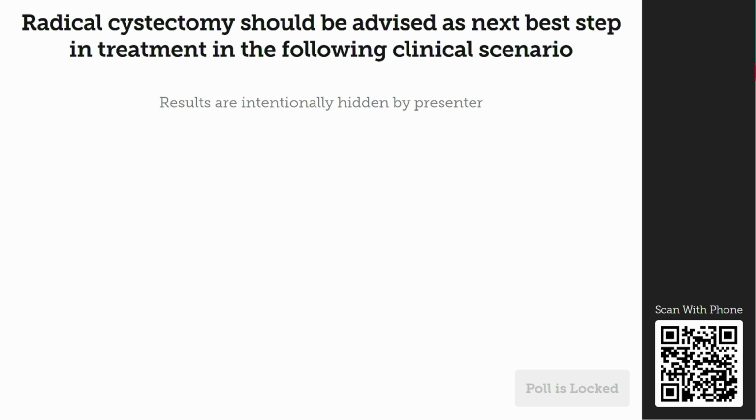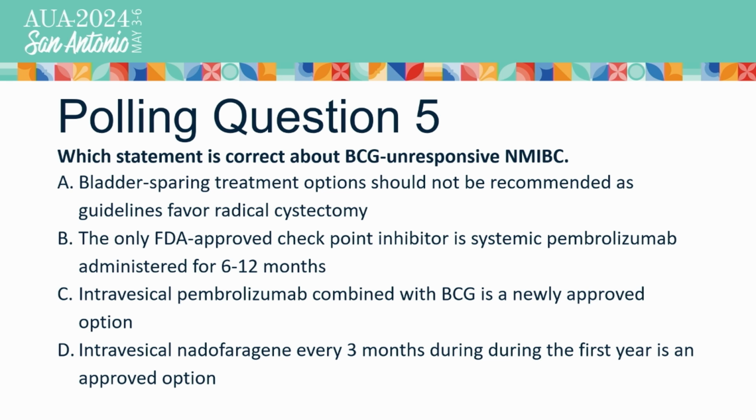And the final question is coming up. Which statement is correct about BCG-unresponsive non-muscle invasive bladder cancer? Bladder-sparing treatment options should not be recommended as guidelines favor radical cystectomy. The only FDA-approved checkpoint inhibitor is systemic pembrolizumab, administered for 6 to 12 months. It's Keytruda. Intravesical pembrolizumab combined with BCG is a newly approved option. D, intravesical nadofaragene every 3 months during the first year is an approved option. That's Adstiladrin.